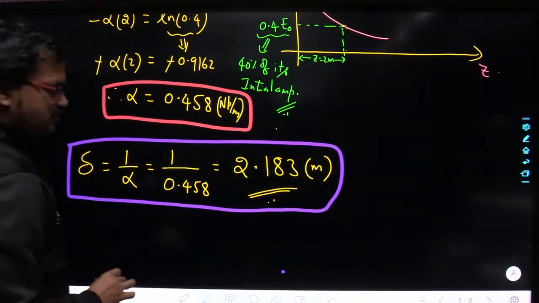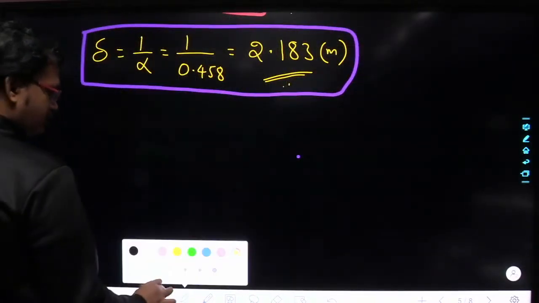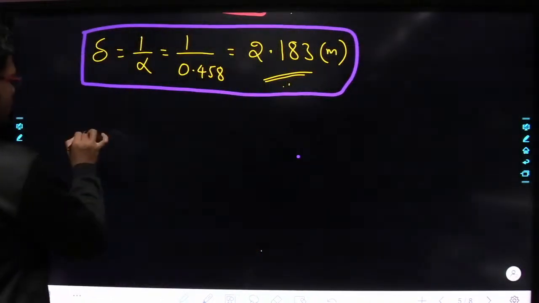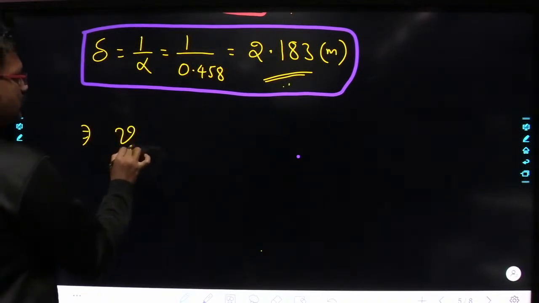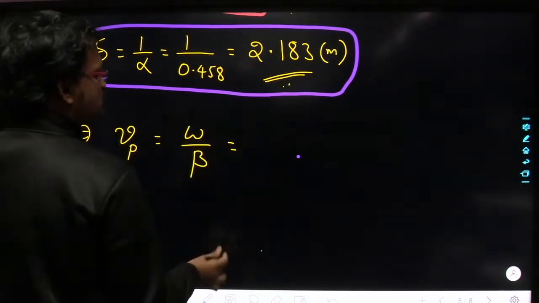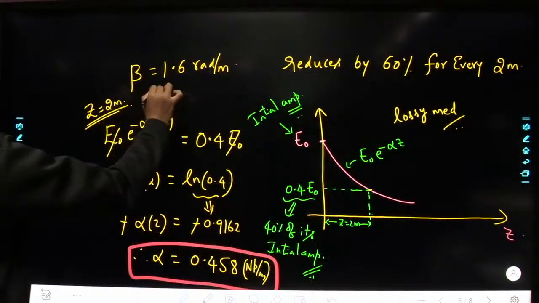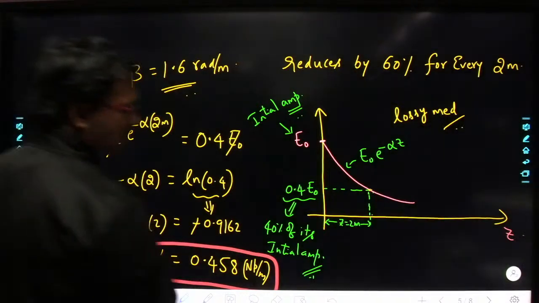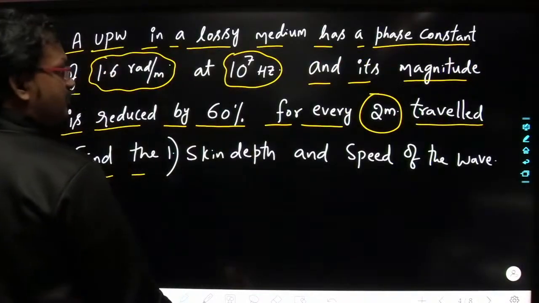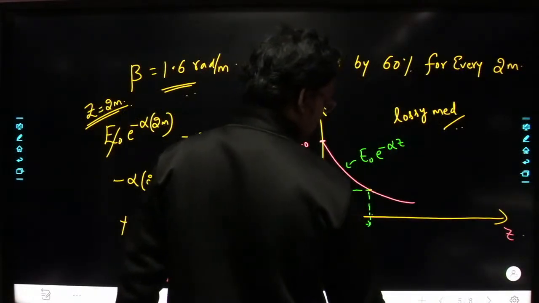So now they are asking the phase velocity of the wave. We know that the phase velocity of the wave is equal to omega by beta. They have already given the beta value, which is 1.6 radian per meter, and also they have given the frequency, which is 10 power 7 Hz.